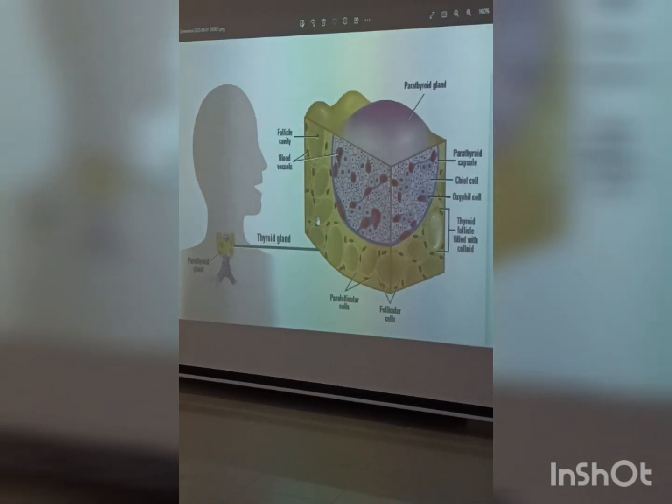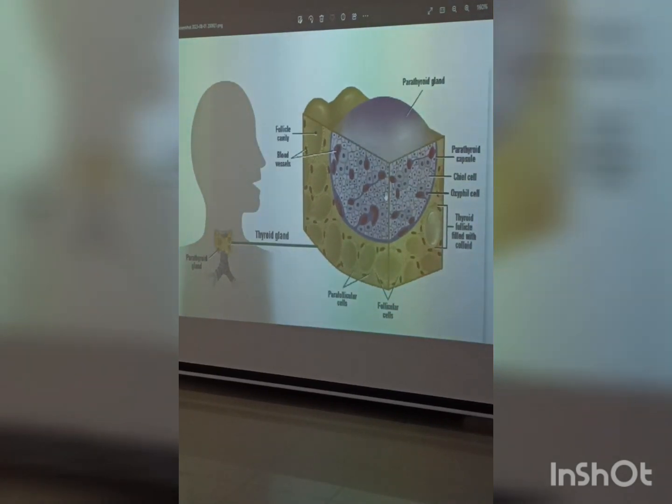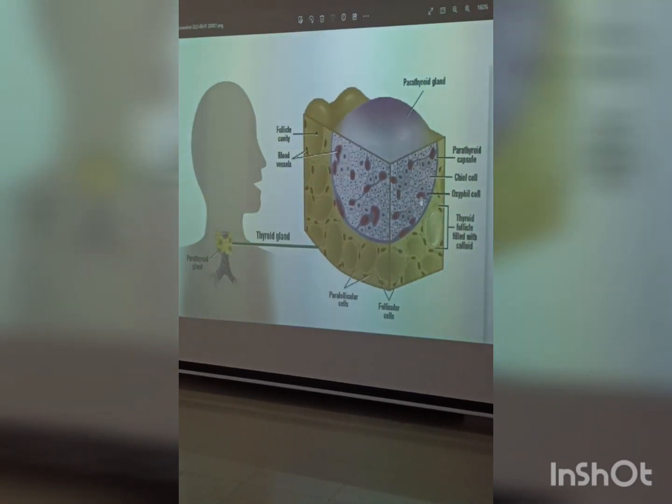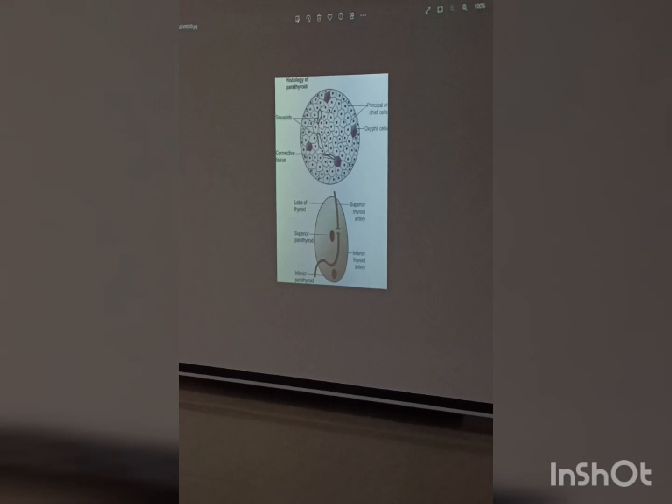Then the arrangement of the cells. Look, in the thyroid, they are arranged in the shape of a rounded curve. They form a follicle, millions of them. And in the parathyroid, the chief cells are in the form of anastomosing cords. And what about the oxyphil cells? They are present in the form of a clump, right? Okay, any other picture if we get?